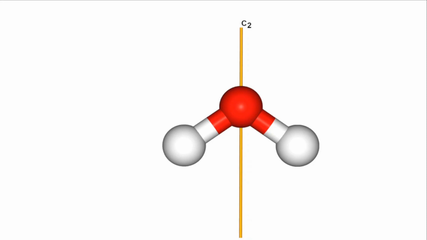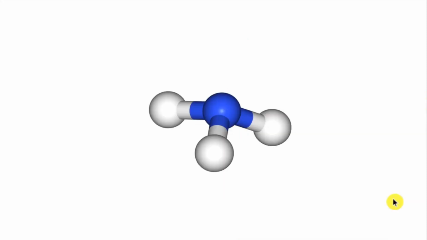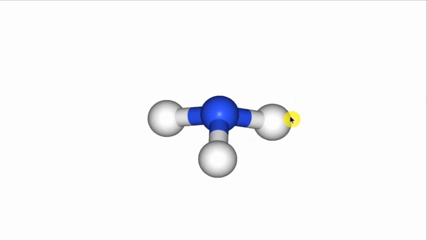If I do the C2 operation twice, it is known as C2 square operation. And C2 square operation is an identity operation actually, because it goes to a configuration that is identical to the original configuration. So C2 two times leads to identity operation. And water molecule does not contain any other axis of symmetry.